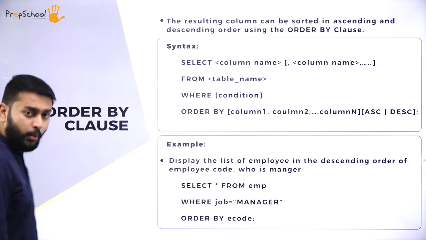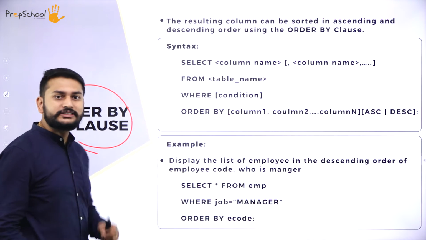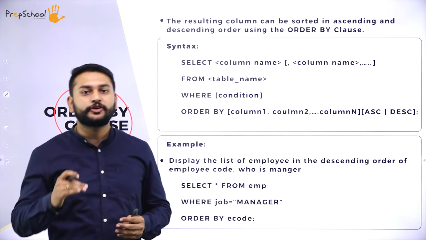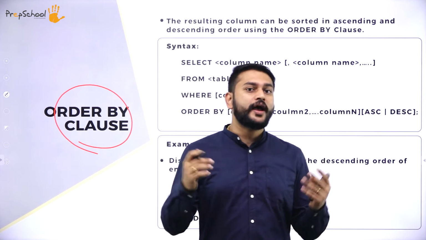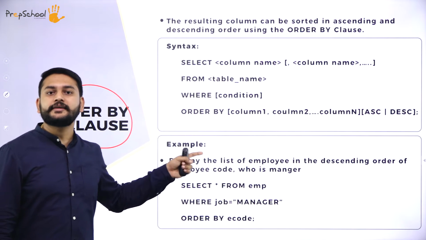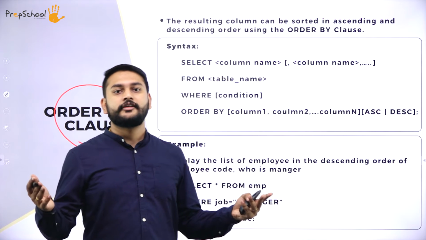Moving on, what is next? We have order by. What is this order by? If I want to retrieve data in a specific order, ascending or descending, how do I specify that? With the help of the order by clause, I can retrieve the data in ascending or descending order.